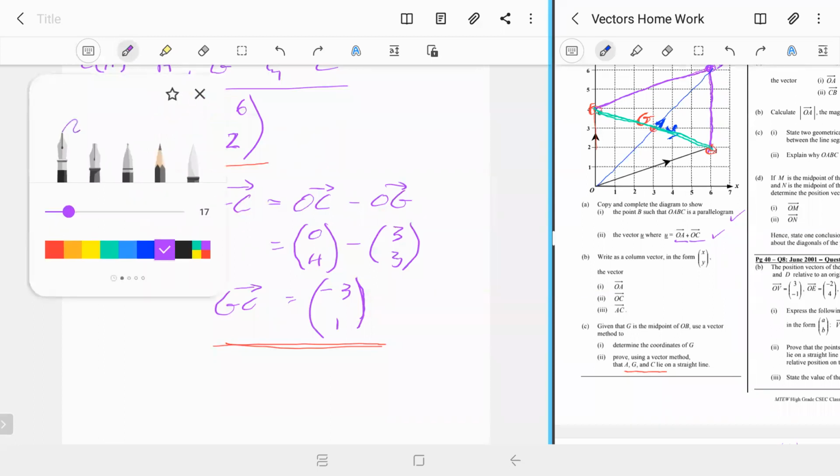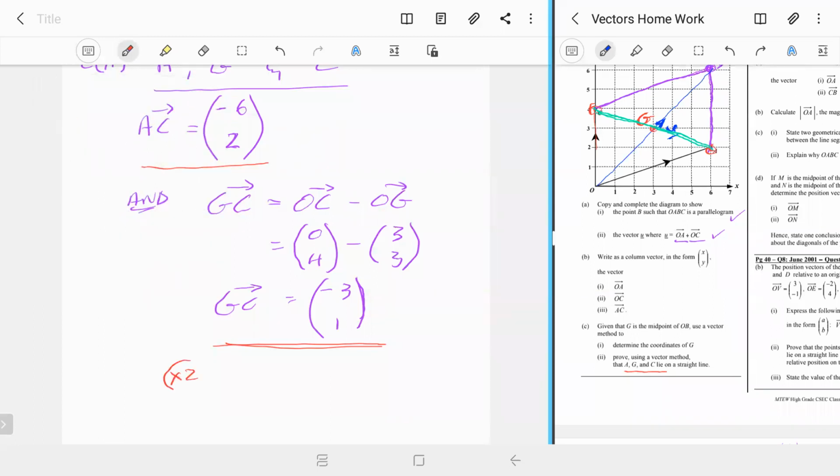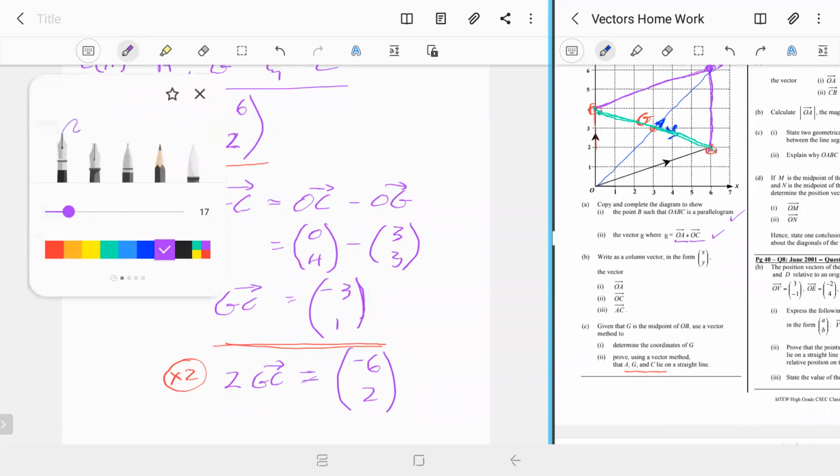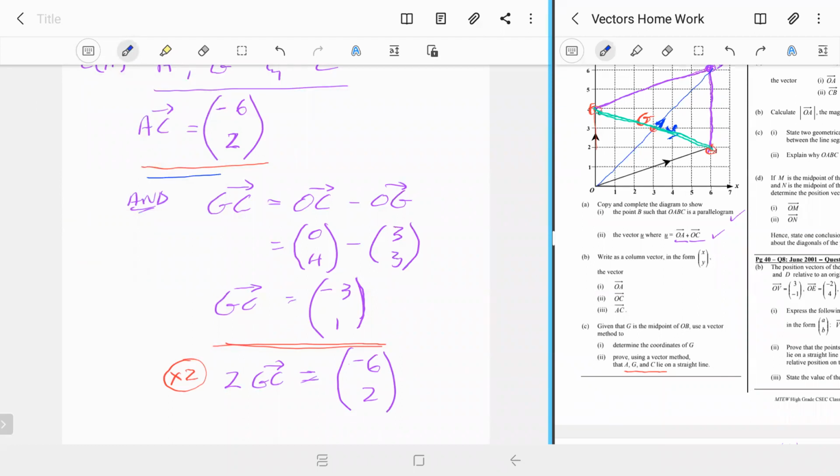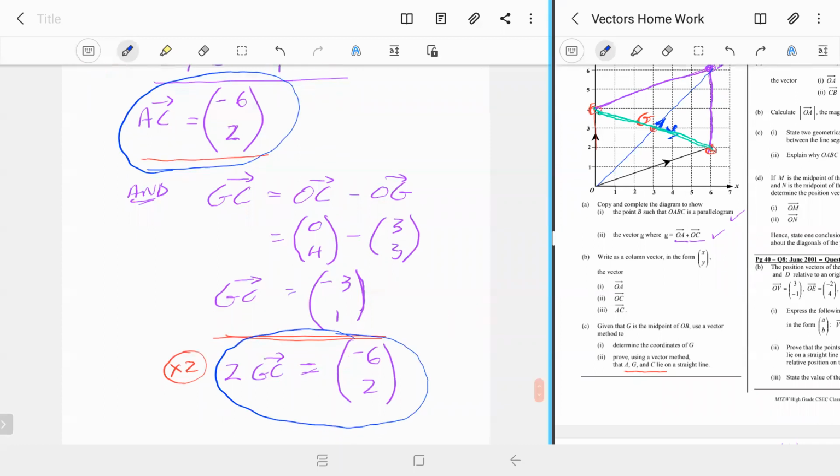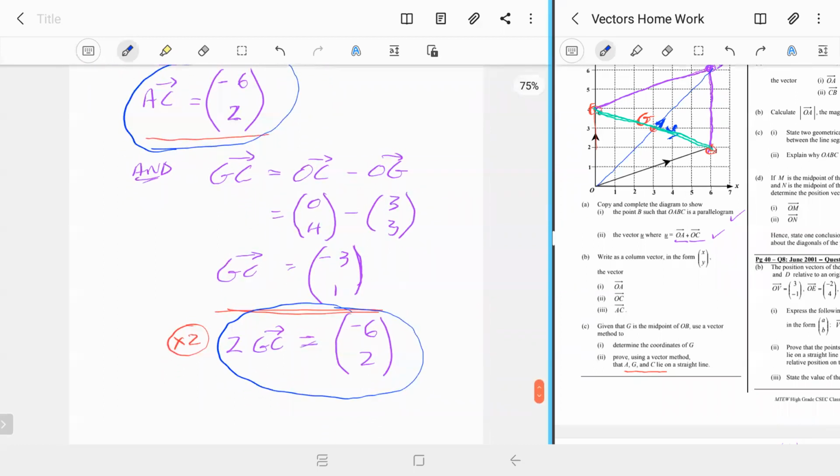Let's put it in red. Multiply this one by 2. Then we would get 2GC equals minus 6, 2. And then the two of them are equal now. These two are equal now. This equals this now. So we call them equal now. We can equate, right? And when you equate, you get that AC equals 2GC.